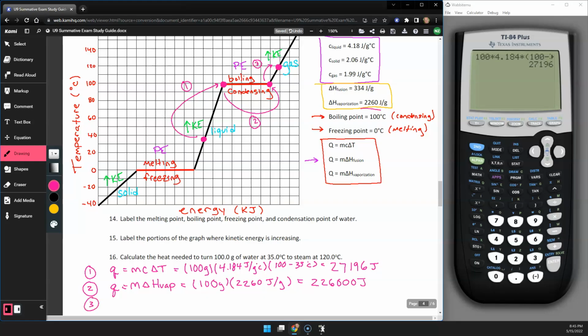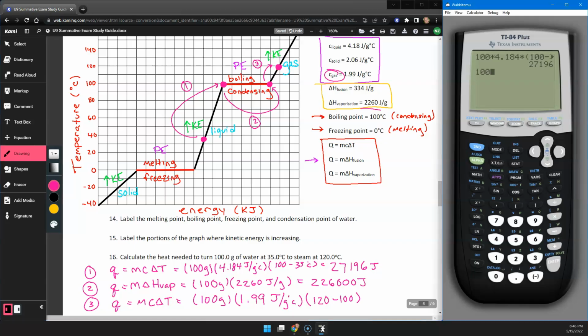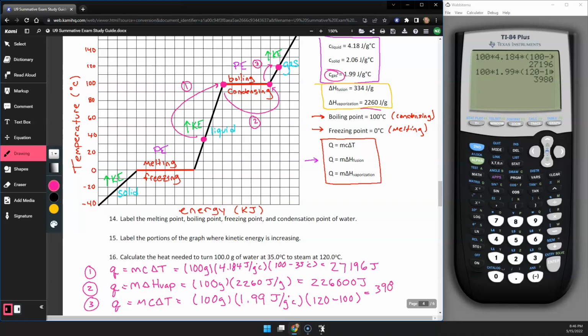And our third calculation is just raising the temperature from 100 to 120. So we're going to use our delta T value. We've got 100 grams. Since we're a gas, we're going to use the gas value, so 1.99 joules over grams degrees Celsius. That's coming from right here, it tells you as a gas. And then the change in temperature, we're going to 120 from 100. So we've got 100 times 1.99 times, let's try parentheses, 120 minus 100. And we get 3980 joules.